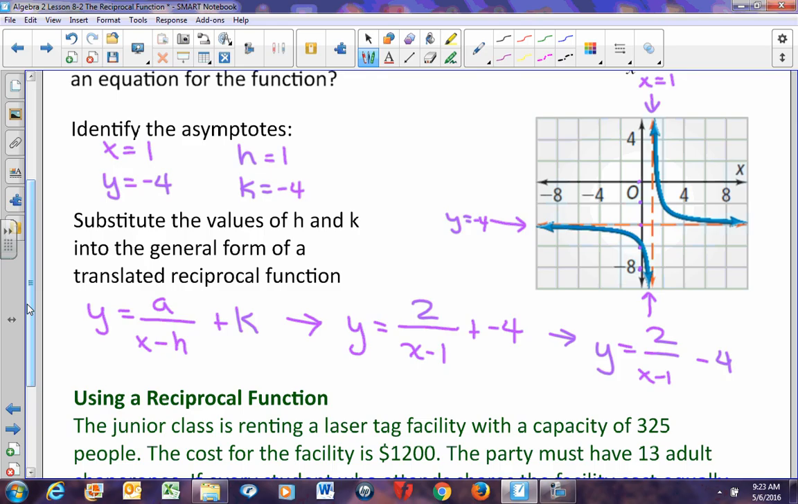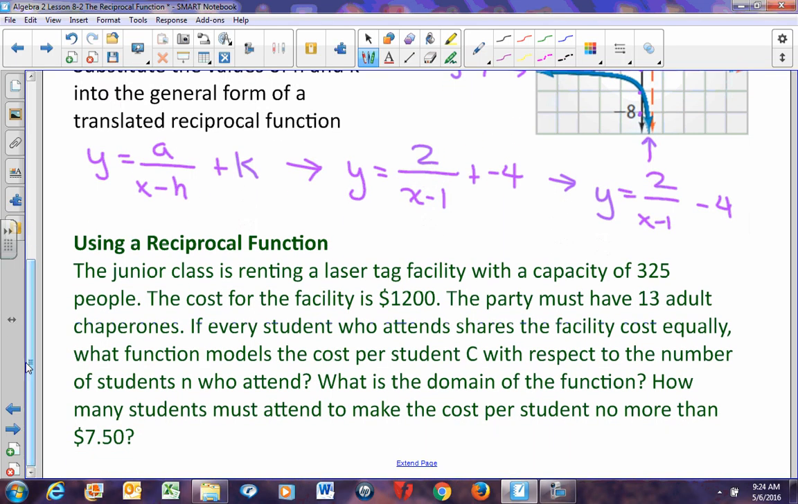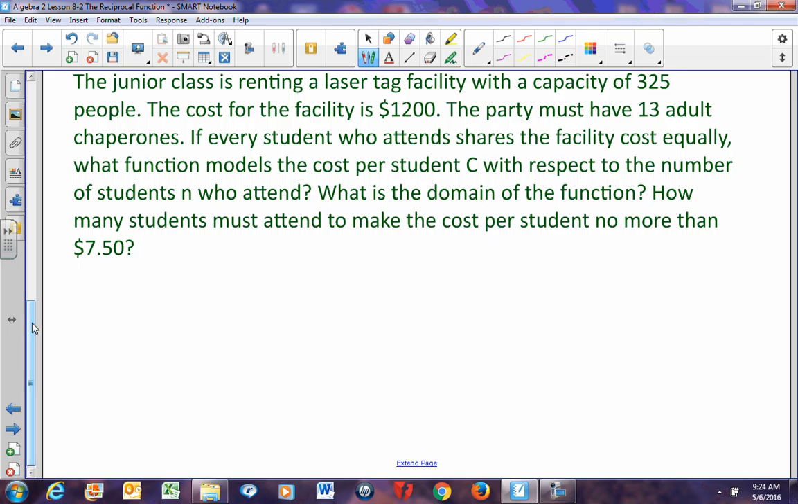So now I can label that on the equation because I have it. Okay, so it's not hard to label an equation as long as you know what the a is. If you don't know what the a is, that's going to take a little while, and they're not going to do that to you, so don't worry about that. All right, using a reciprocal function.